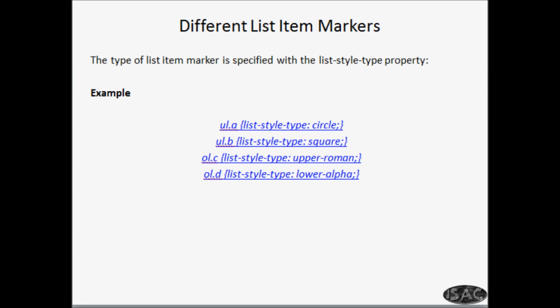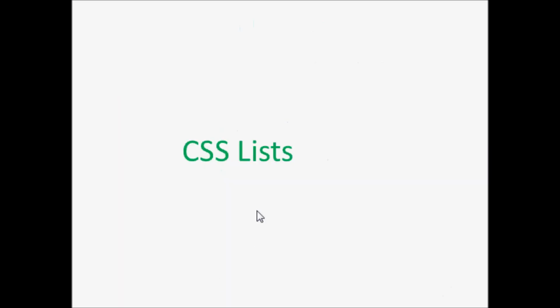Now, the type of list item marker is defined with the list-style-type property. So you can see here we have list-style-type, right? You can notice we are setting circle, square, upper-roman, lower-alpha, right? So all of these we can apply to both ordered lists and unordered lists. We have different classes, A and B. It's up to you. Let us understand how it works.